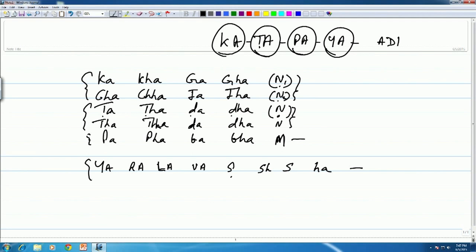And they are given numbers. 1, 2, 3, 4, 5, 6, 7, 8, 9, and the 10th is a 0. Please remember, we are trying to map names to numbers. Now again, ta will start with 1, 2, 3, 4, 5, 6, 7, 8, 9, 0. Pa will have 1, 2, 3, 4, 5. So we have taken care of ka, ta, pa, these three groups.